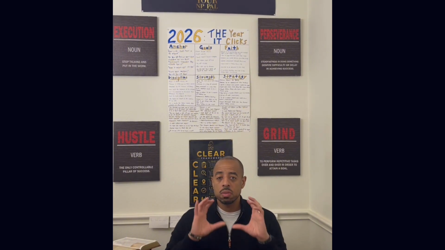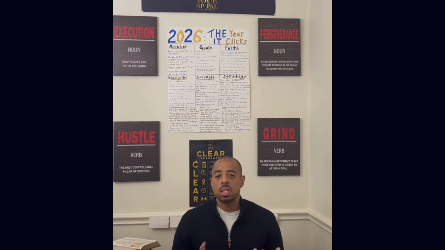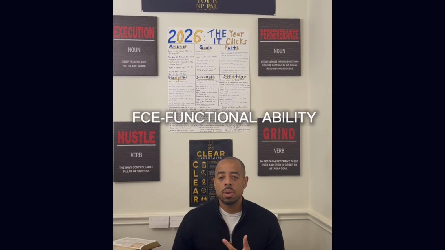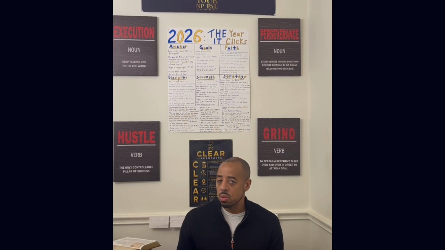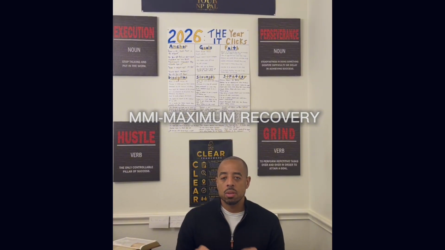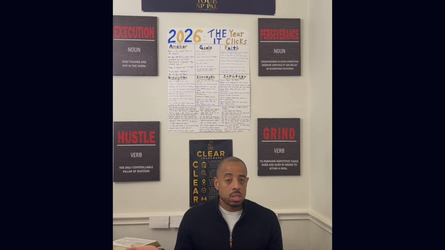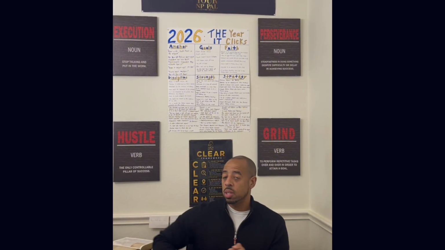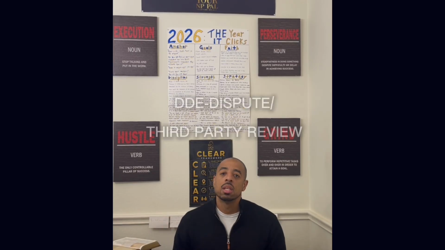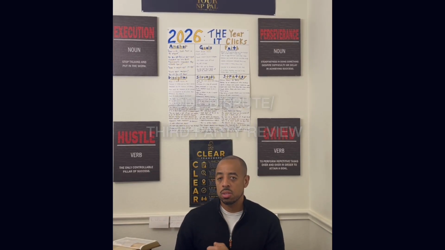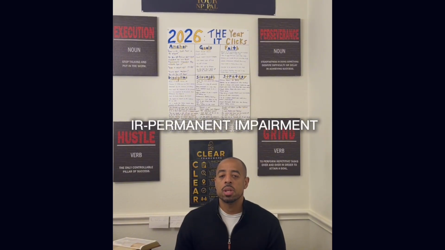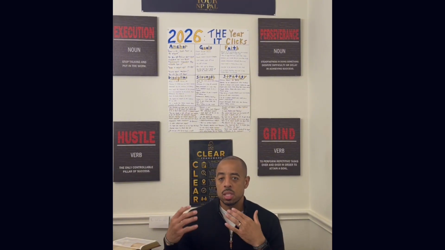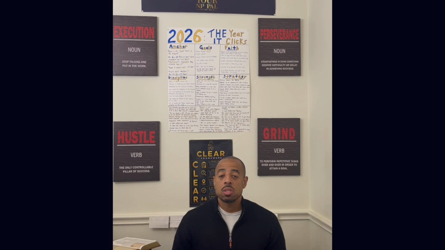So the 4 abbreviations that you may see: the FCE, functional capacity evaluation, what the patient can do; MMI, maximum medical improvement, they're just not getting better and probably not going to improve anymore beyond that; the DDE, designated doctor exam, when there is a dispute; and the IR, the impairment rating, which measures the permanent damage, okay? All right, so that concludes this workers' comp series.